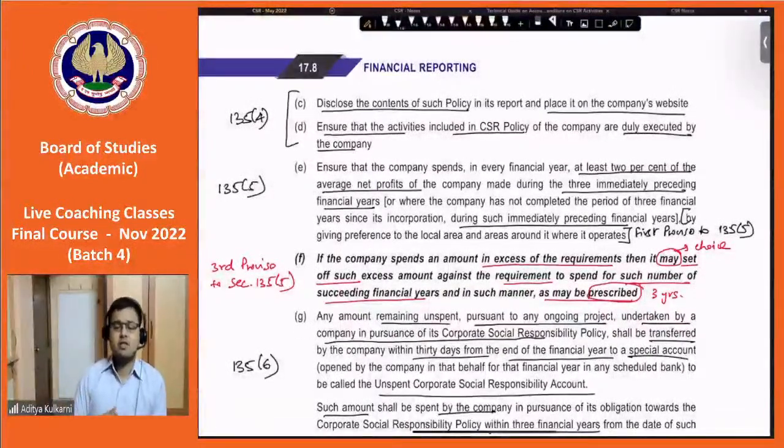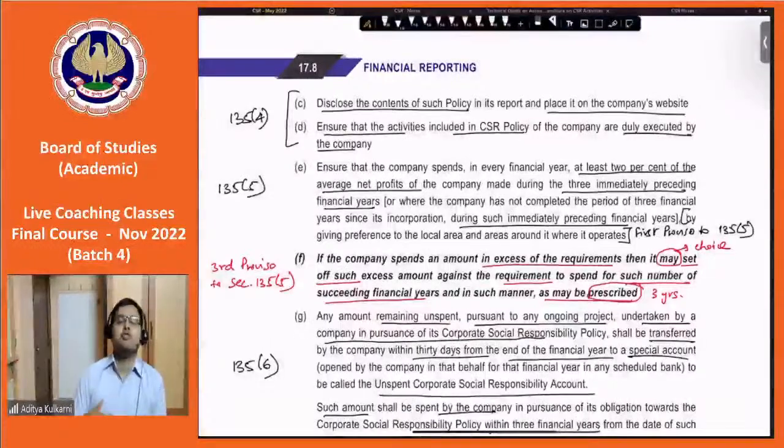135.7, penal provisions for the company, twice of expense or 1 crore, whichever is less. For the officers also, 1/10 of the expense or 2 lakhs, whichever is less, for every officer of the company in default. So 135.7. 135.8, government can give directions to companies to which CSR will be applicable, and such companies or class of companies should comply with the directions.